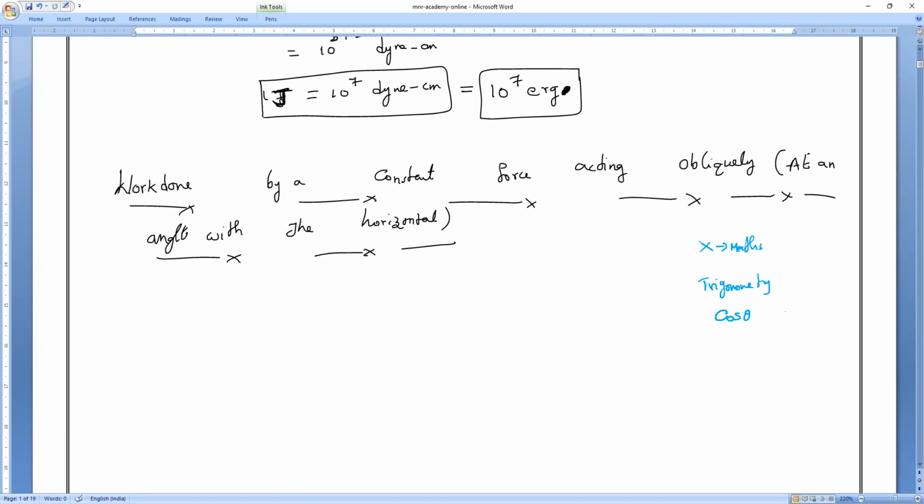In that, the first one is sine, which is represented as sin. The second one is cos, that is what cosine is named. Cosine is written as cos. So this cos theta is very, very important.